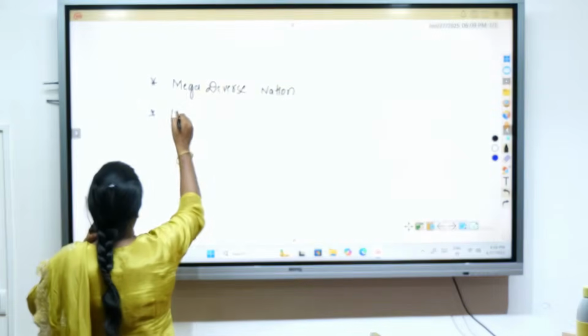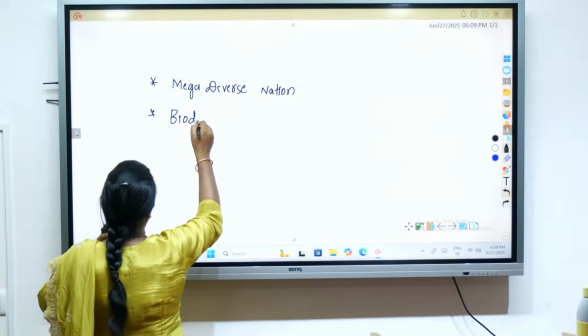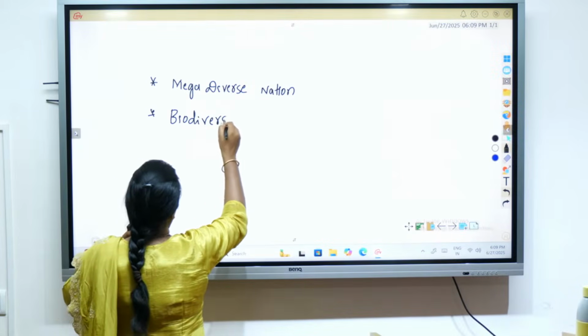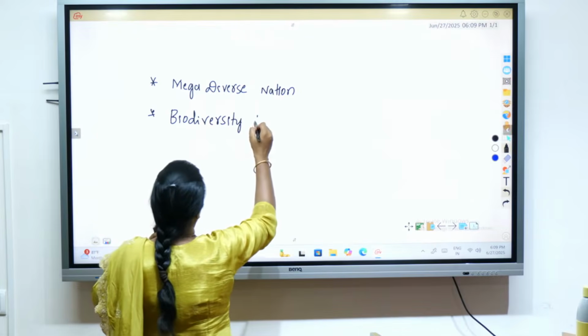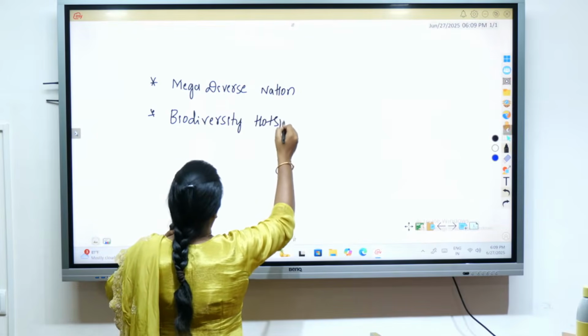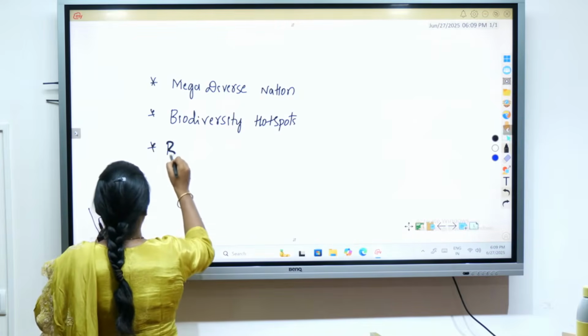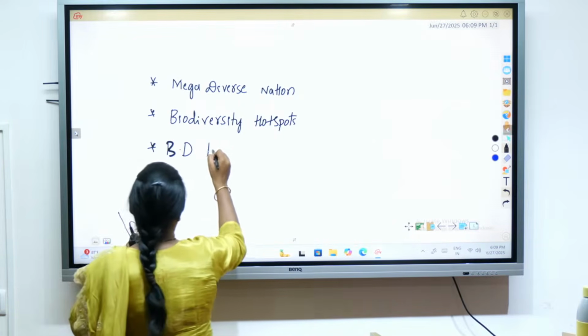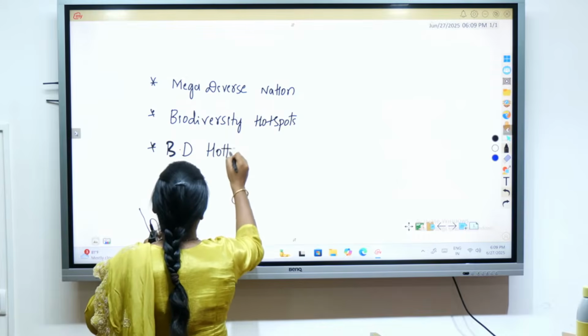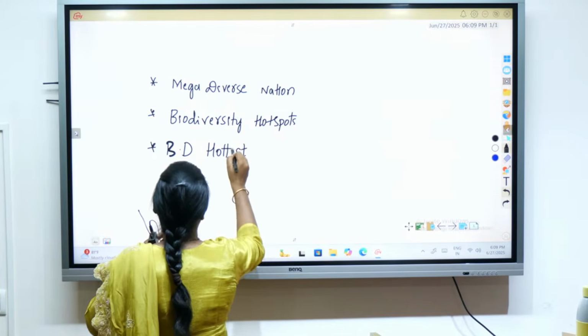India is having biodiversity hotspots. And the third one will be: India is having biodiversity hottest hotspots. We'll discuss one by one.